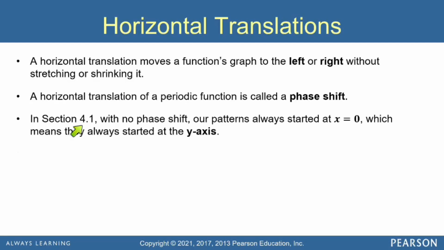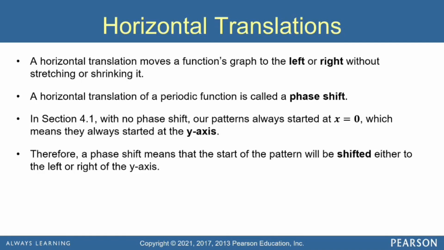Now, as you remember in section 4.1, where we had no phase shift, our patterns always started at x equals 0. So because we had no phase shift, our graphs always started at the y-axis. Now that we have a phase shift, that means that the start of the pattern will be shifted either to the left or the right of the y-axis, so our initial tick mark will not go at the origin whenever we have a phase shift.